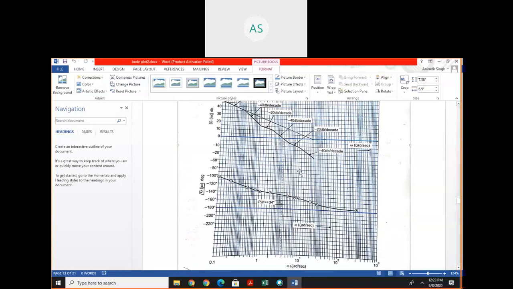And here this is the gain crossover frequency, and there is no phase crossover frequency because this phase plot is not touching the axis of minus 180 degrees. So gain margin is infinite, and phase margin is plus 34 degrees. So positive phase margin and positive gain margin means the system is stable.